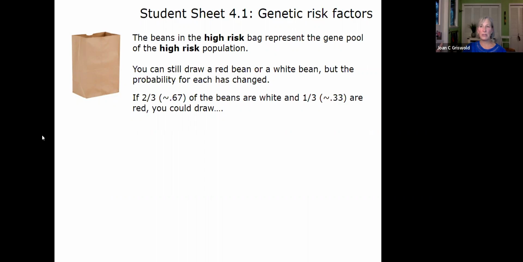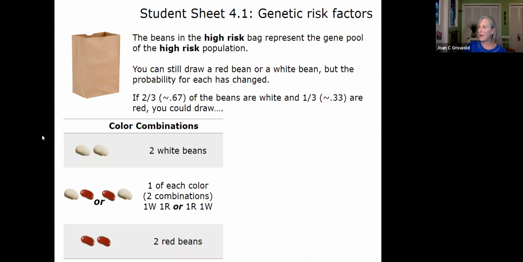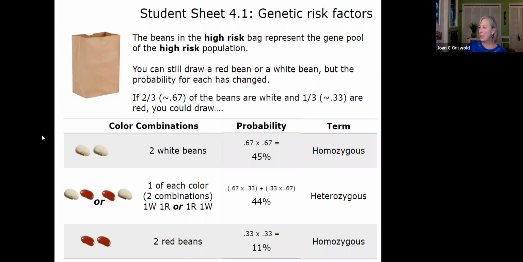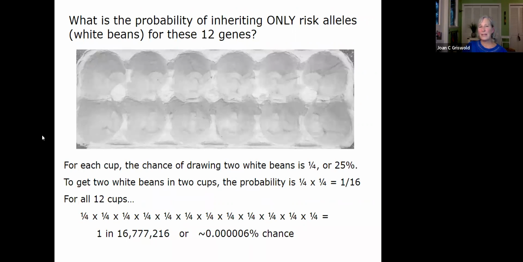Look to see what the distribution list is on the bottom of your bag, and you hold it up and say, oh, I had a high-risk population, which just means that the allele frequencies are not the same. Then you can go through the math with this. It's much easier to get, say, 2 white beans if you've got 3/4 or 2/3 of the beans in the bag, if you spike the bag a little bit.